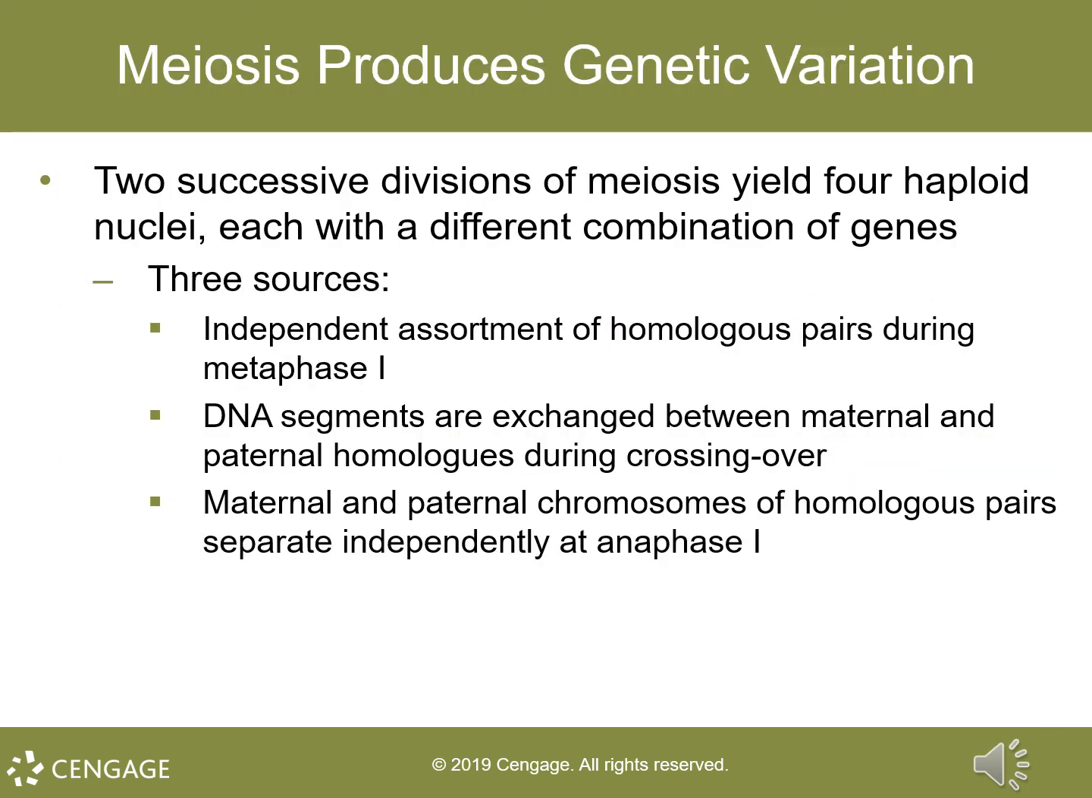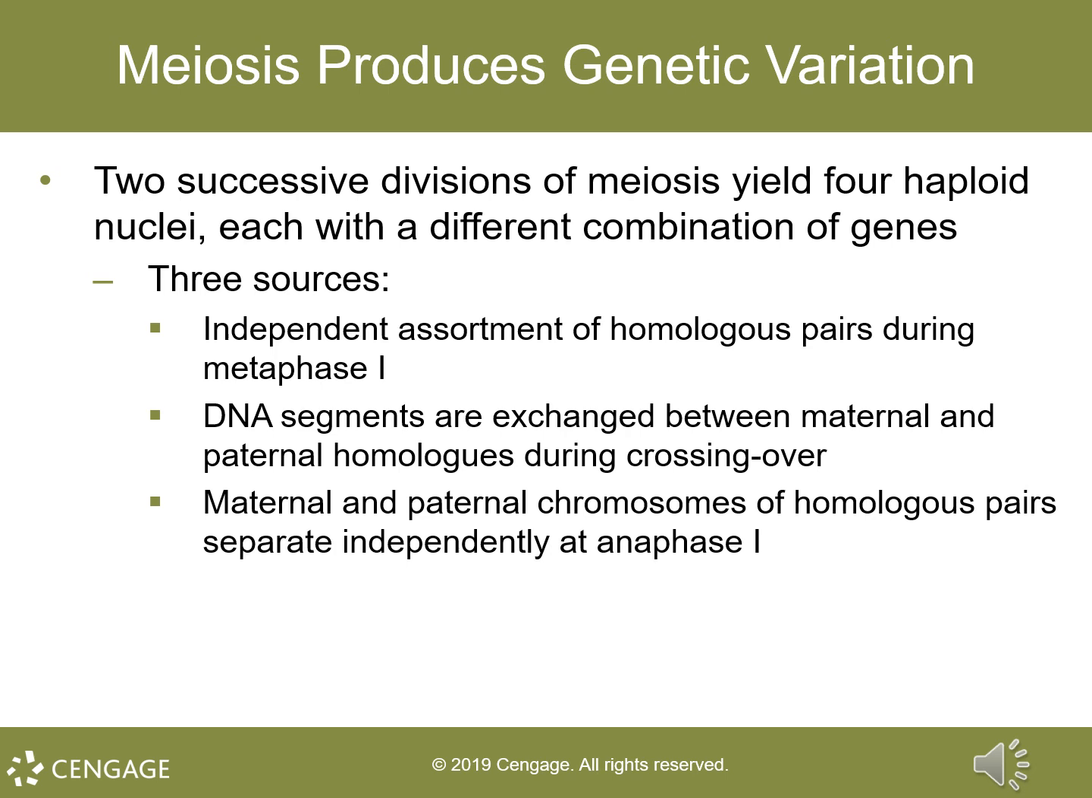So there are several ways that meiosis produces genetic variation. And remember that we've got our two successive divisions of meiosis that get us 4 haploid nuclei, and each of them has a different combination of genes. And there are a couple of sources for this. First, when they were lining up in metaphase 1 as tetrads, and so we had both maternal and paternal of chromosome 1 all lined up there.